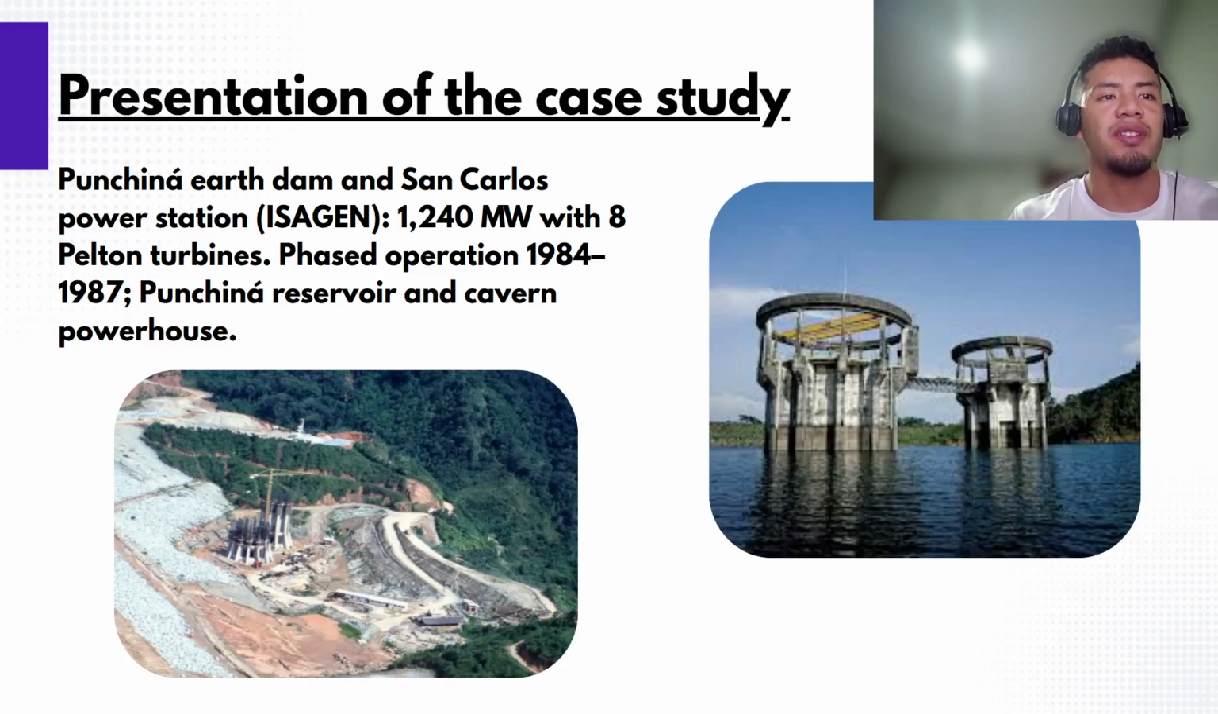The Puchina Dam and the San Carlos hydroelectric plant, owned by Isagen, form the hydroelectric complex with the largest installed capacity in Colombia, approximately 1,240 megawatts in 8 Pelton units. Commercial operation started in stages in 1984 and 1987. The dam is an earthfill structure on the Guatapé River that creates the Puchinas reservoir and sends water to an underground powerhouse.